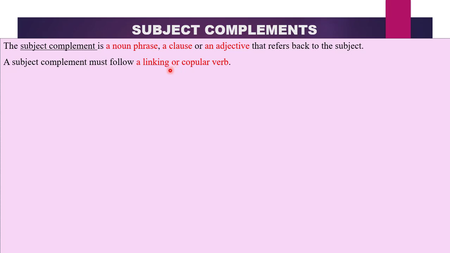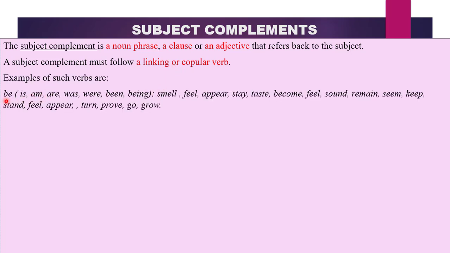What are some of these linking verbs? Some of them are the be verbs: is, am, are, was, were, been, being. So whenever a noun phrase, a clause or an adjective follows the word is, it is a complement. It will become a complement. For example, I am a boy. A boy becomes a complement. They are girls. Girls will function as a complement because they come after a linking verb. So subject complements come after linking verbs.